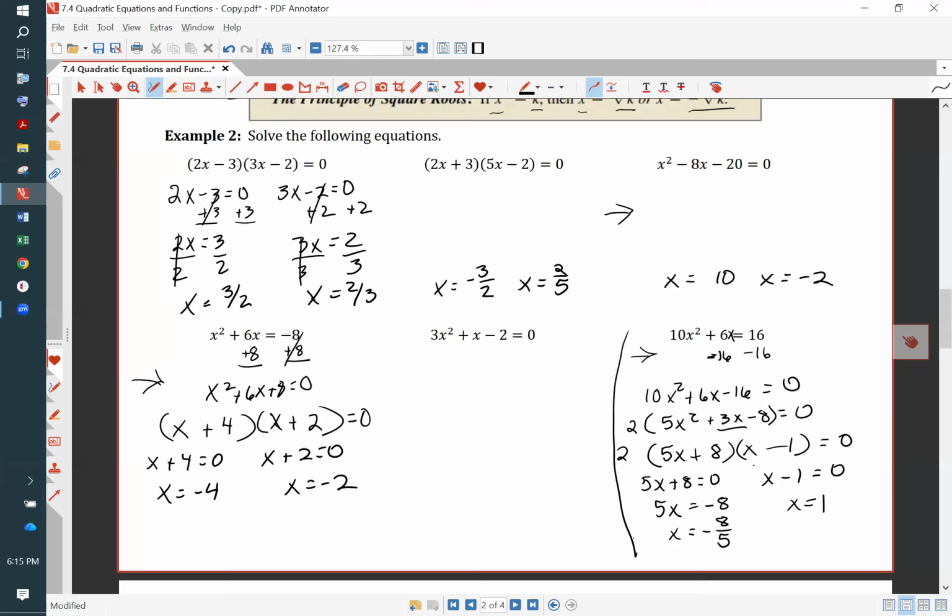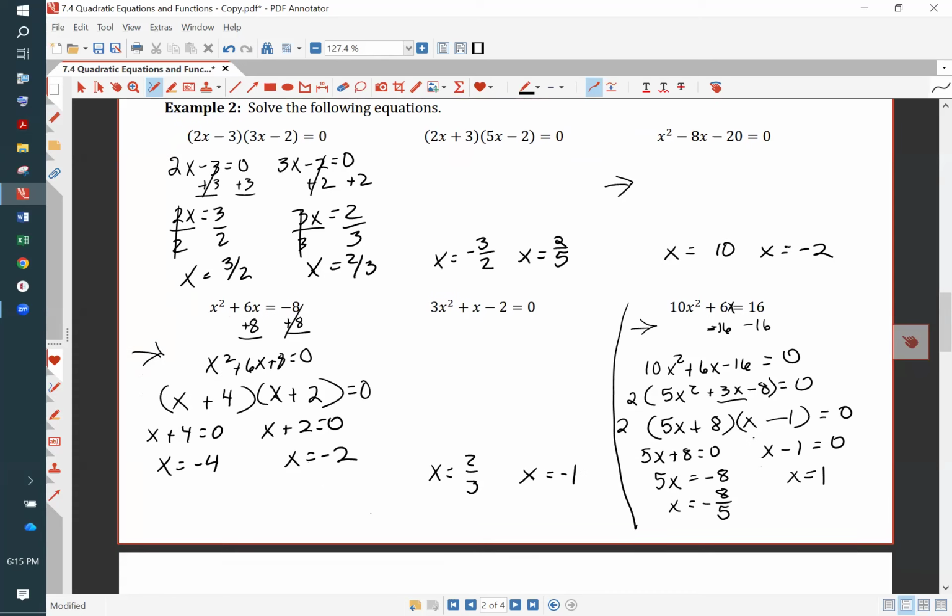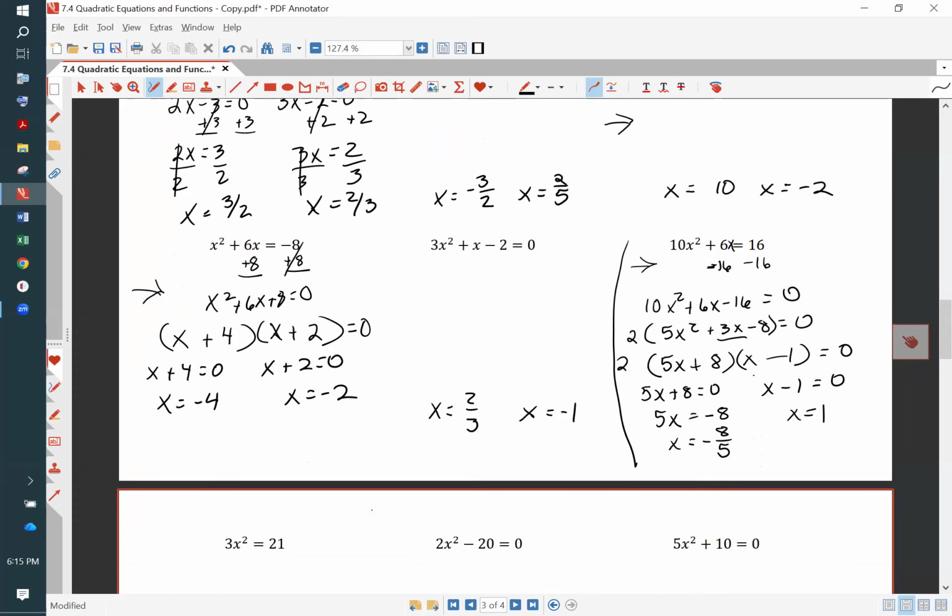Is the other one 2/3 and -1? Yeah, I got the same. Okay, yes, that is true. Those are the right answers. Does anybody want me to work through that problem? Okay, we're done with this page then.